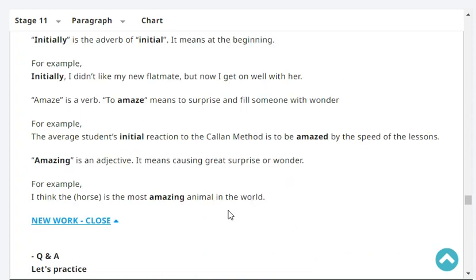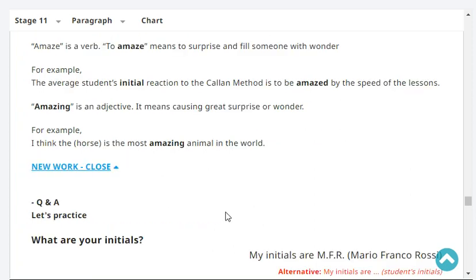Amaze is a verb. To amaze means to surprise and fill someone with wonder. For example, the average student's initial reaction to the Callan method is to be amazed by the speed of the lesson. Amazing is an adjective. It means causing great surprise or wonder. For example, I think the elephant is the most amazing animal in the world.